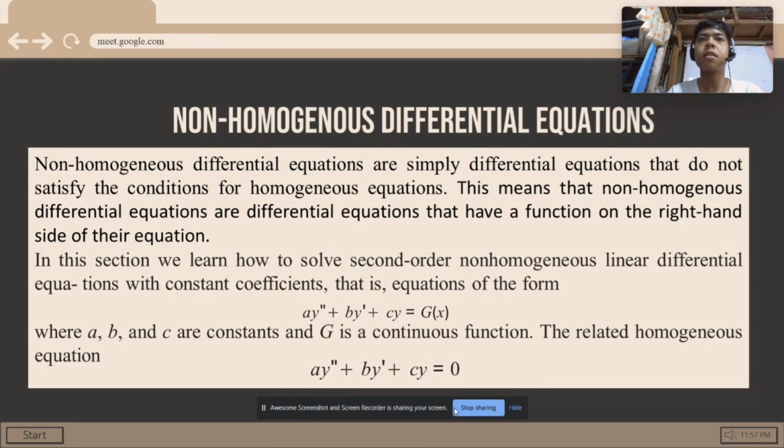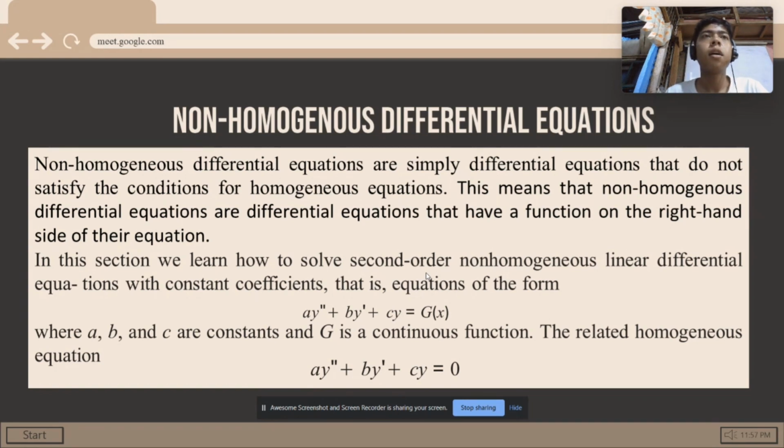As you can see, in this section we learn how to solve second order linear differential equations with constant coefficients, that is, equations in the form ay double prime plus by prime plus cy equals g of x, where a, b, and c are constants and g is a continuous function. The related homogeneous equation is ay double prime plus by prime plus cy equals 0.